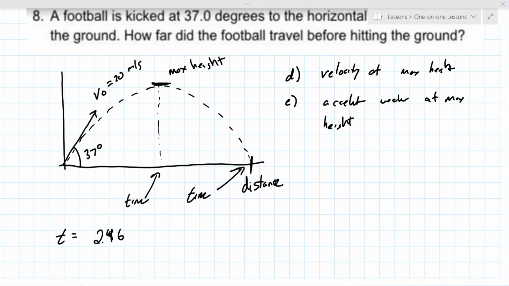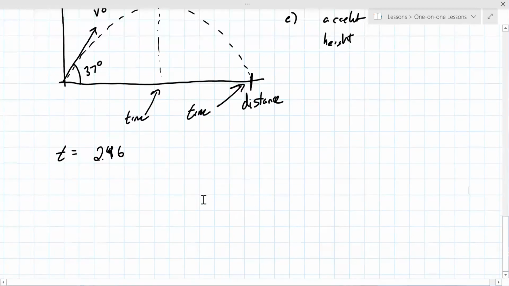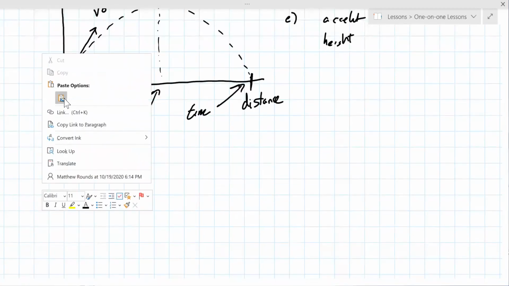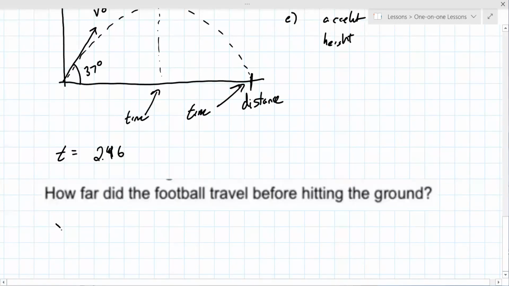Great. So now we can figure out how far the football traveled before it hit the ground. We can do that using the equation in the x direction. So I'm going to snip that in here. So x equals x0 plus v0 in the x direction times t plus 1 half ax t squared.